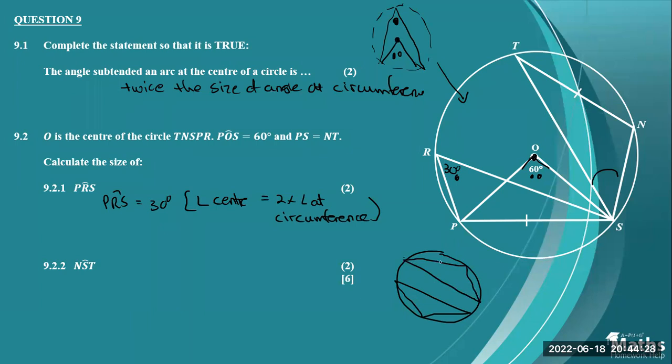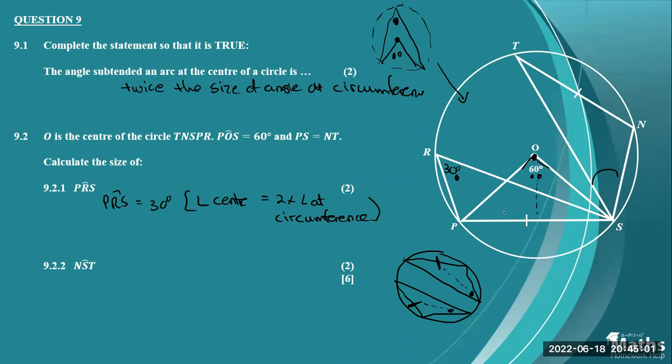Let's say I have a chord. All three of these lines are chords. So let's say they tell me that line and this line are equal. Then it means, because it's two equal chords, the angle opposite this equal chord will be equal to the angle opposite that chord. So in this case, if you just see this chord, it means 60 degrees.